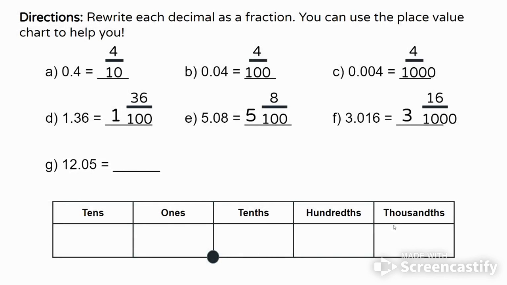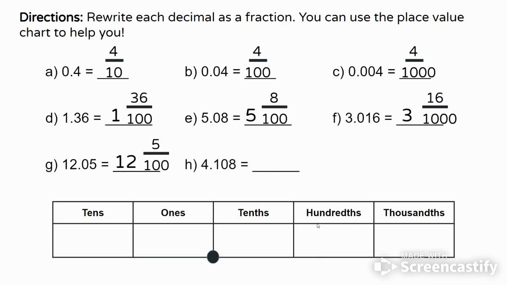Next, we have 12 and 5 hundredths. So we're going to place the 1 in the tens place, the 2 in the ones, the 0 in the tenths, and the 5 in the hundredths. Before the decimal point, we see the number 12. So that's going to be our whole number in the front. After the decimal point, we see the number 5. So that's going to be our numerator. And the 5 is in the hundredths place. So our denominator is going to be 100.